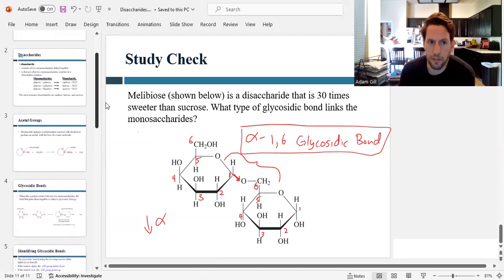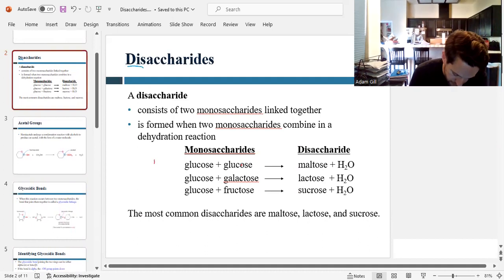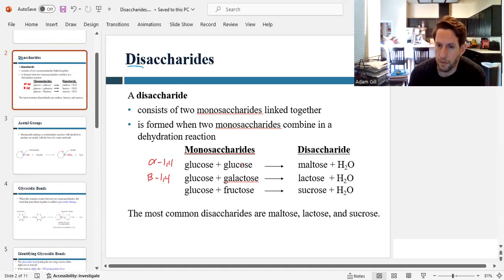And the three disaccharides that we learned about were maltose, which is made of two glucoses in an alpha 1,4 orientation. We learned about lactose, which is a beta 1,4 bond between galactose and glucose. And then we learned about sucrose, which is an alpha beta 1,2 glycosidic bond between glucose and fructose. So those are the three common disaccharides and the types of glycosidic bonds that connect them together.